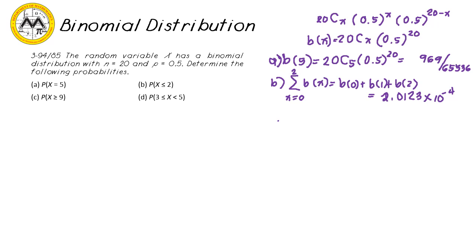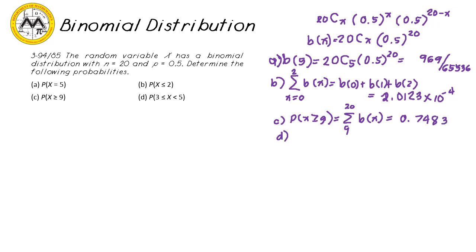For letter C, the probability of x is greater than or equal to 9 would be the summation of the binomial of x from 9 to 20. So that is from 9 to 20. This is 0.7483.